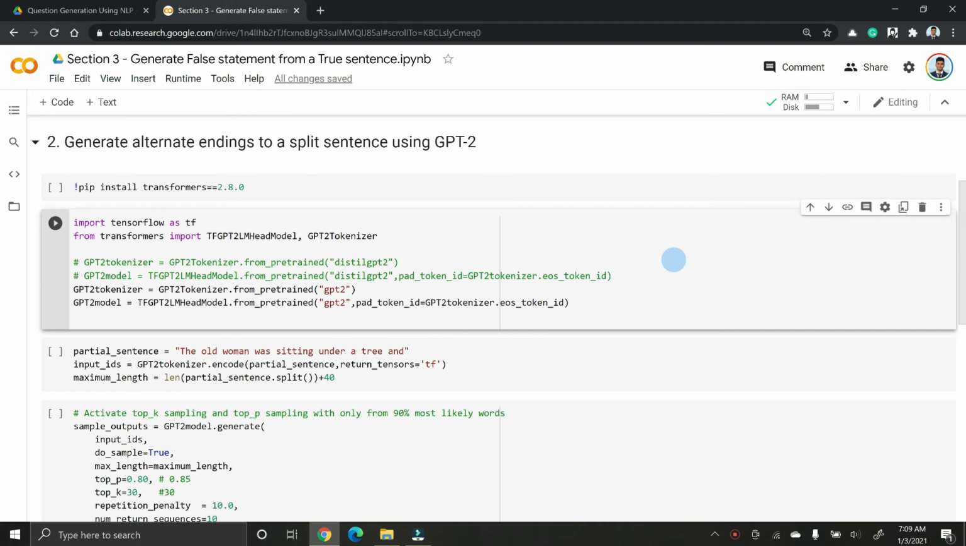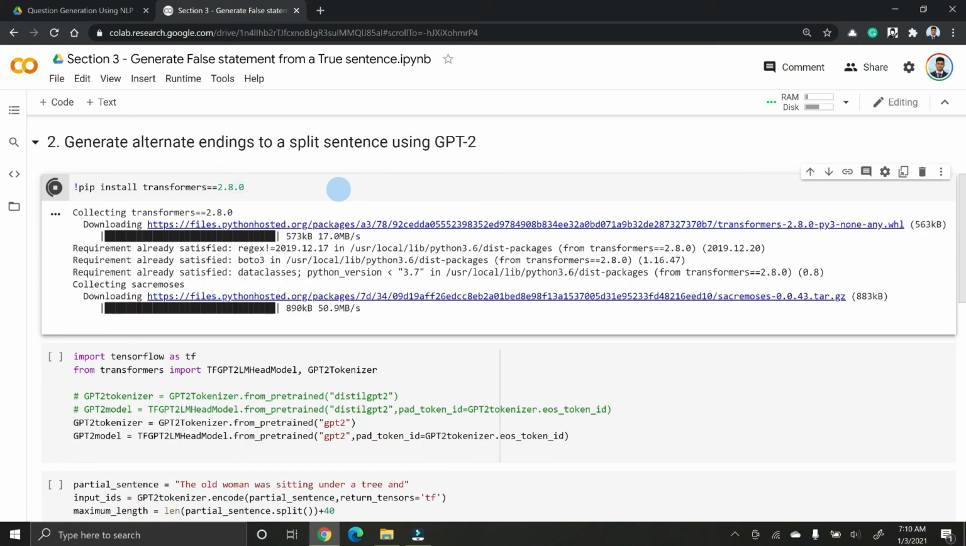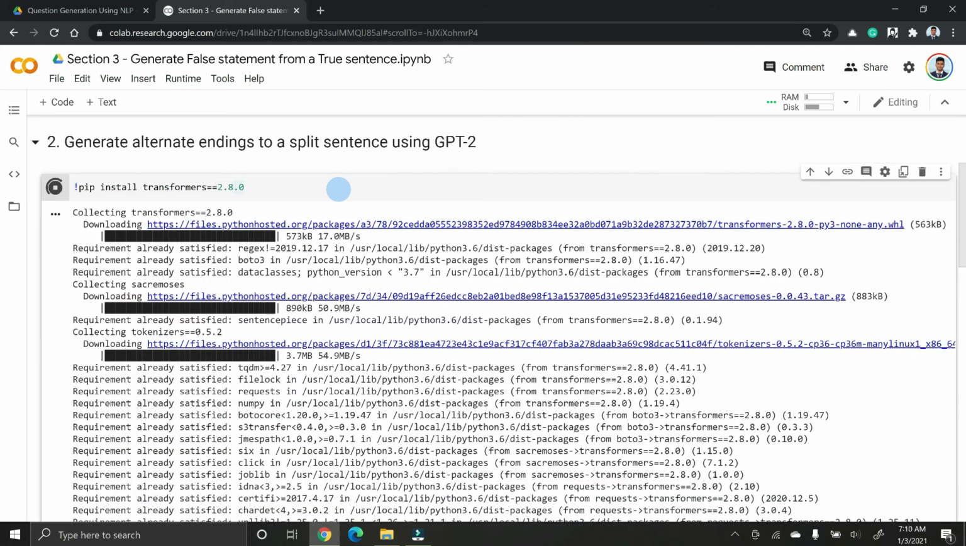Welcome back. In this section, we will see how we can use OpenAI GPT-2 to take a partial sentence and generate alternate endings for that partial sentence. First, we'll install a library called Transformers. So Transformers is a state-of-the-art natural language processing library by a company called Hugging Face.